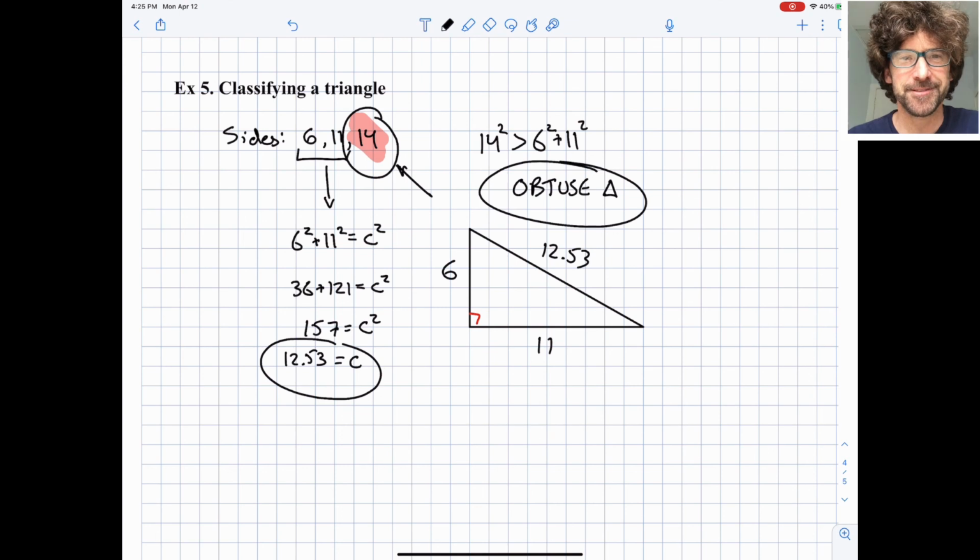So the Pythagorean theorem, super famous, super useful. And that's a great place to stop right there.